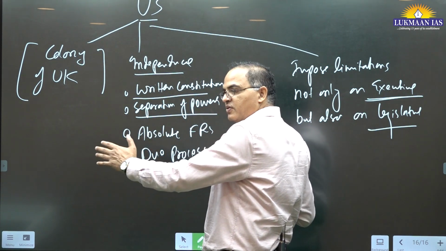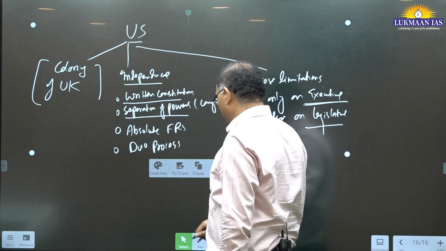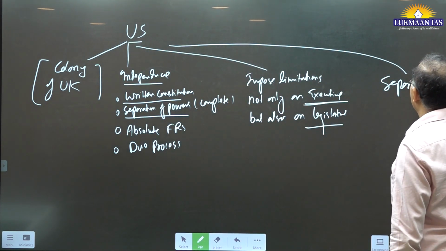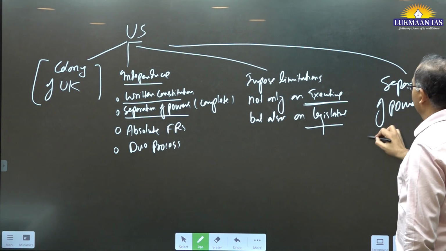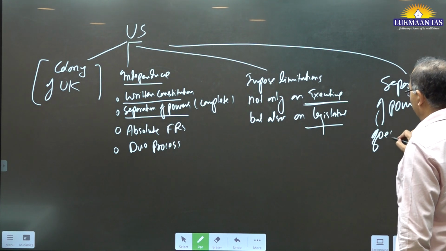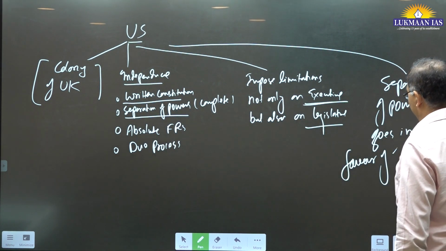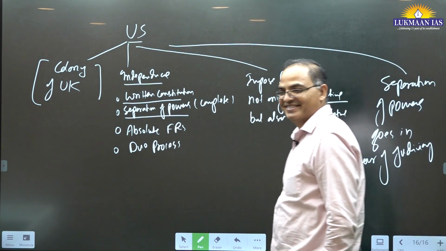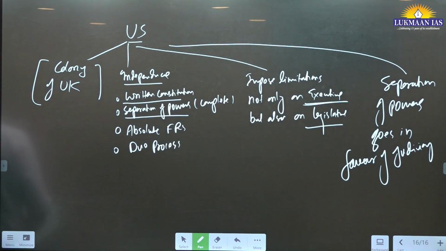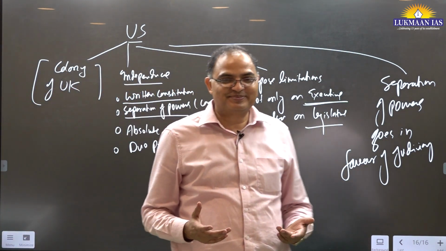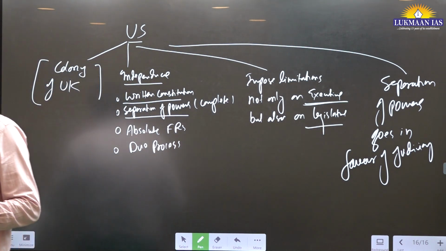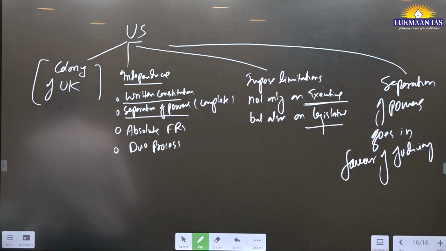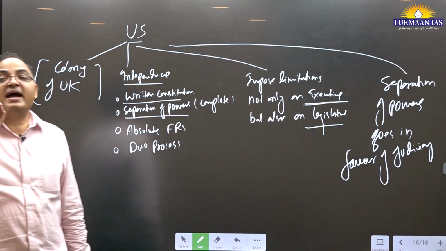So when they have complete separation of powers, separation of power goes in favor of the judiciary. How? The US Constitution is not a detailed constitution. Since it is not a detailed constitution, many things have been left to the judiciary to define, which is considered implied powers.